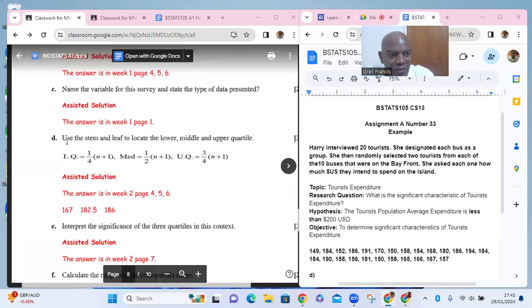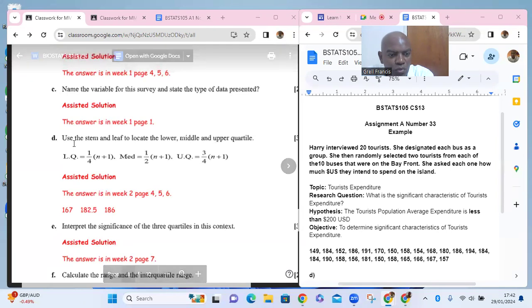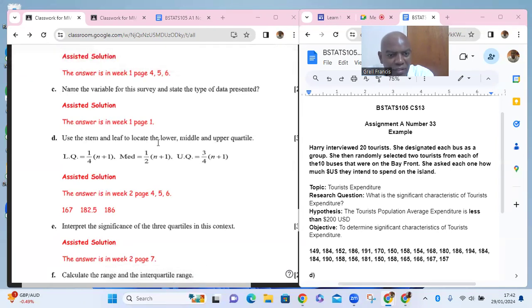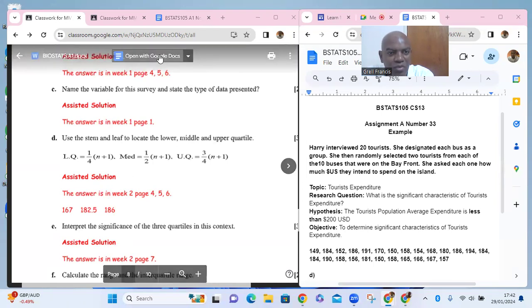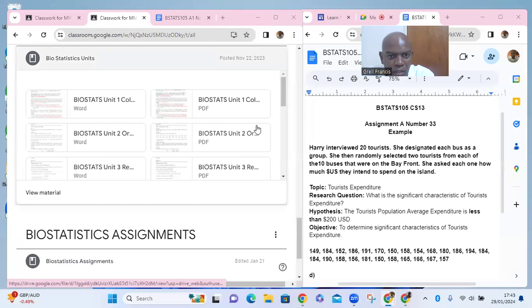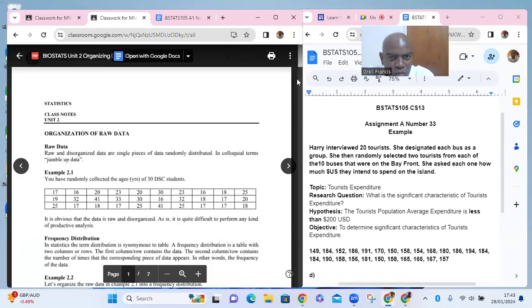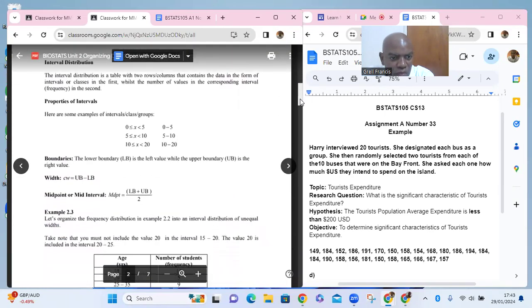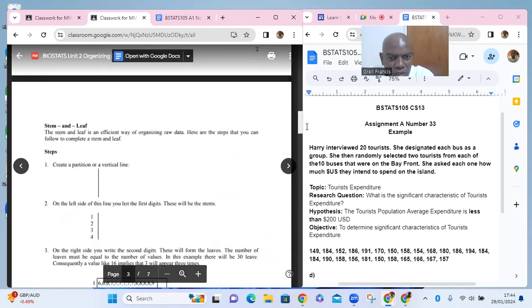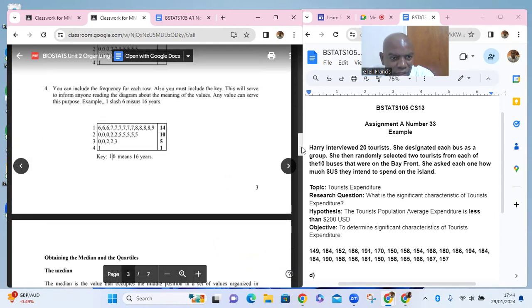So part D, that's where we are now. It says to use the stem and leaf to locate the lower, middle, and upper quartile, and you can get assistance in week 2, page 4, 5, and 6. So let's go there and see how it explains how to do that. Now, week 2 now is like unit 2 in biostats. So we go to unit 2, and we look to see where it explains how to calculate the quartiles from a stem and leaf.